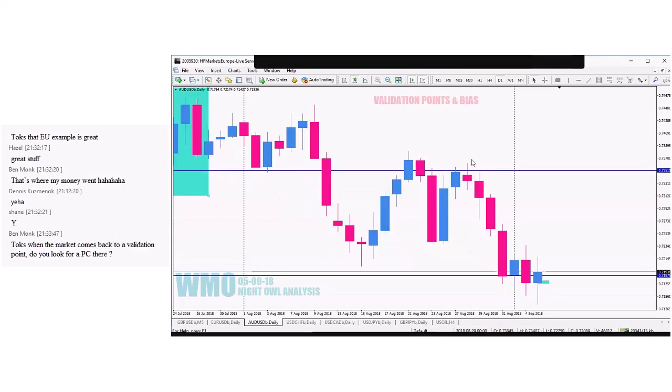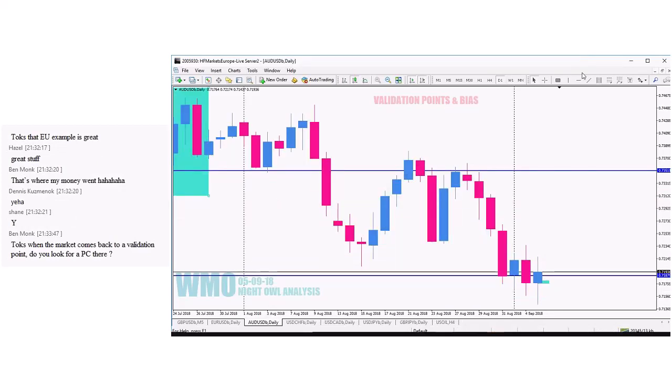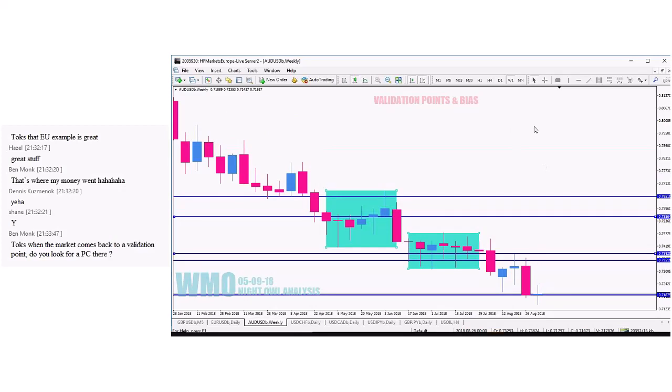Let's in fact go and look at it. Look, you then see you went into another validation point. Look, straight into it. And then start breaking down. Simple. Just identify your validation point.